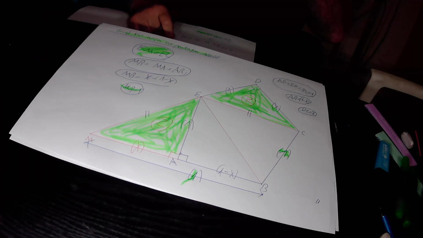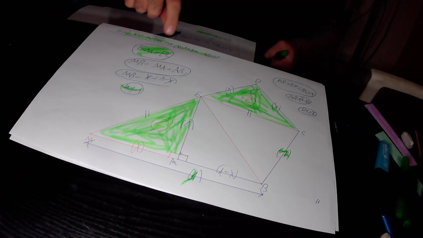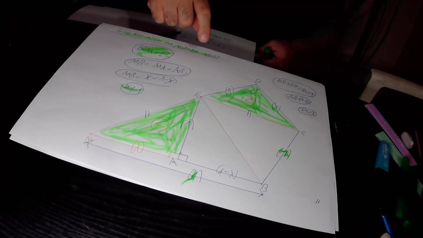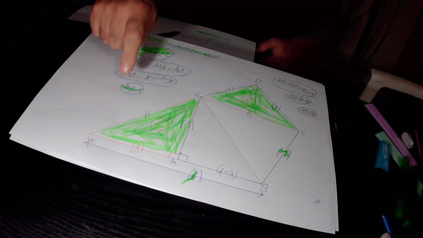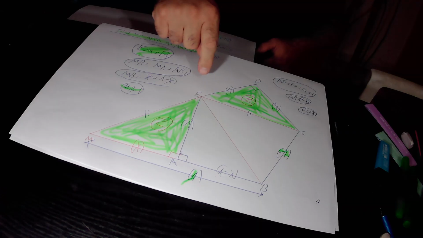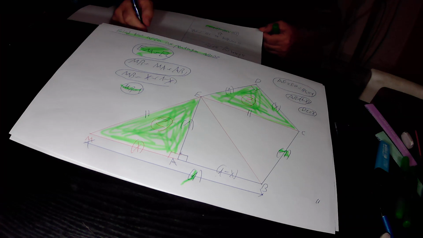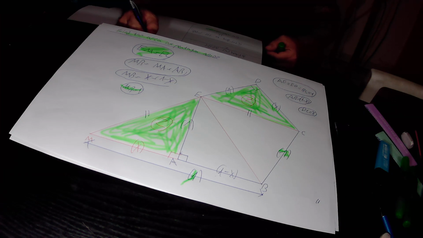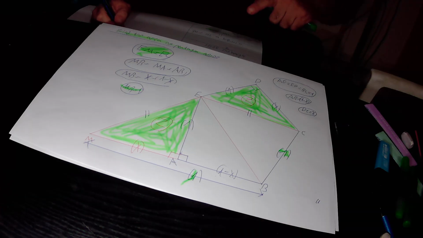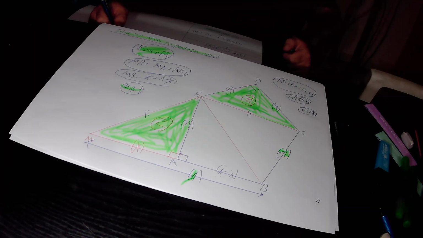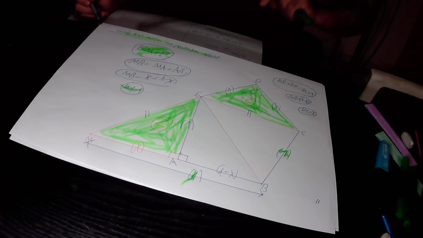In the next step, we will prove that triangle MEB can go into triangle EBC according to the side-side-side rule. Again, we prove that triangle MEB can go into this triangle EBC according to the side-side-side rule. So triangle MEB can go into this triangle EBC according to the side-side-side rule.